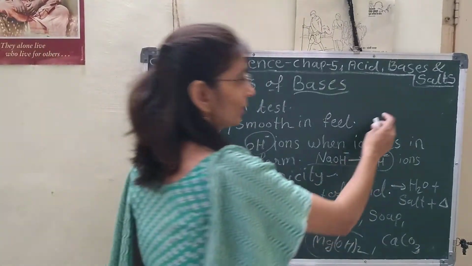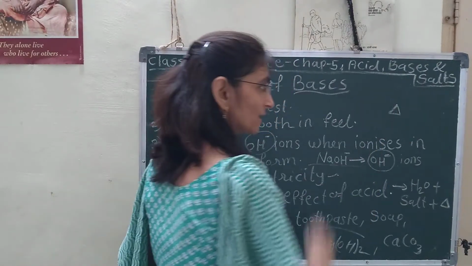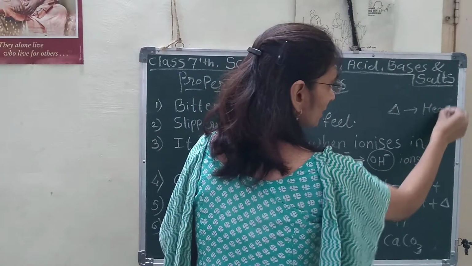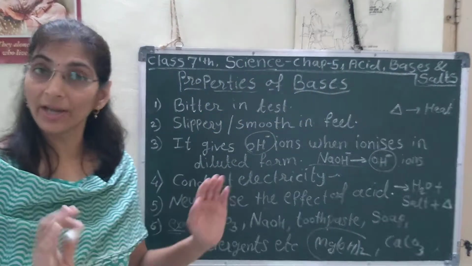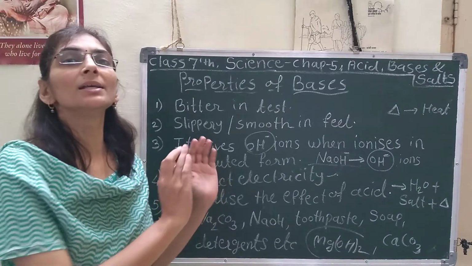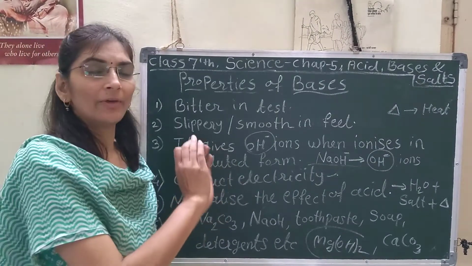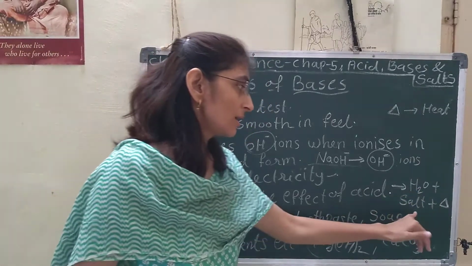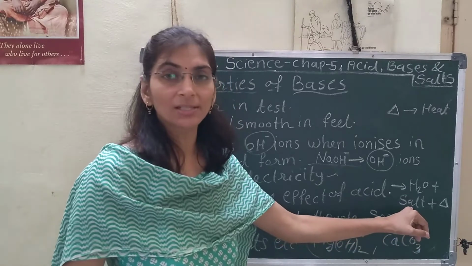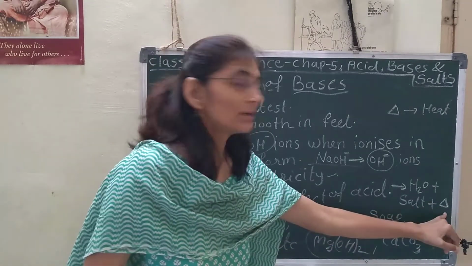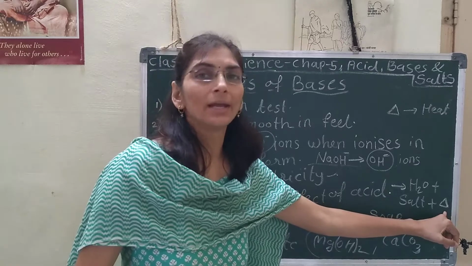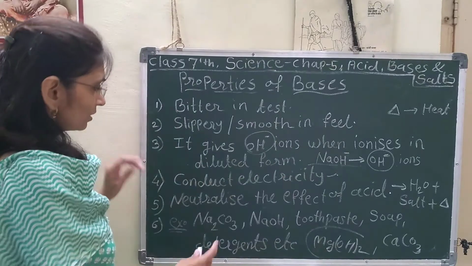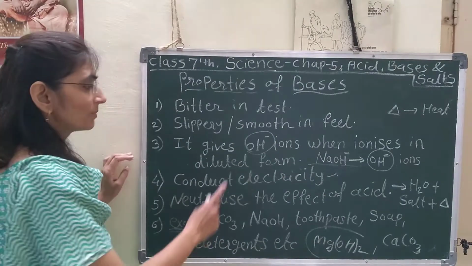When we have to denote heat, we draw just a small triangle, and it is a sign of heat. It means that when any neutralization reaction happens, whether it is acid plus base or base plus acid, it will give water and salt, a neutral substance, and again release of heat will be there. Evolution of heat will be there. So this was about neutralization of the base.